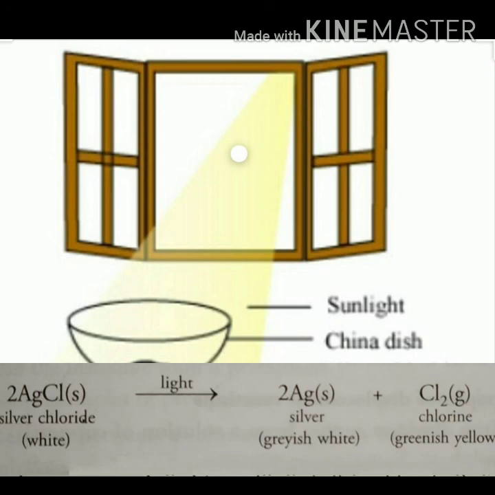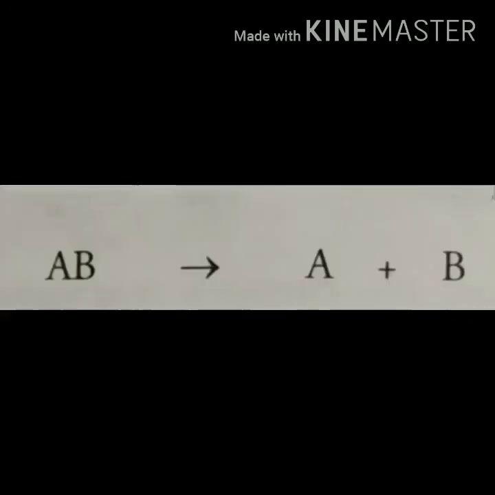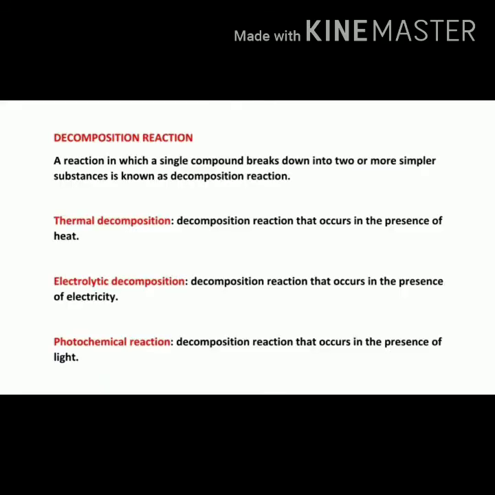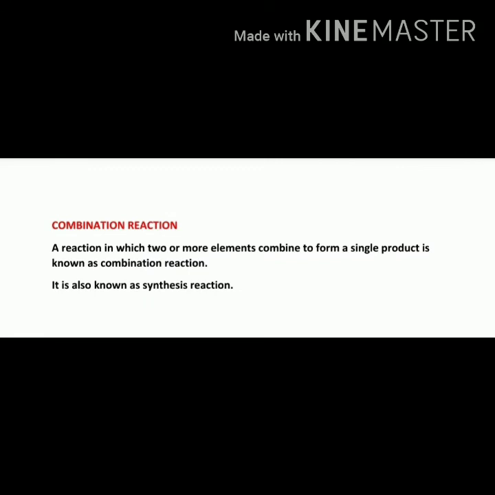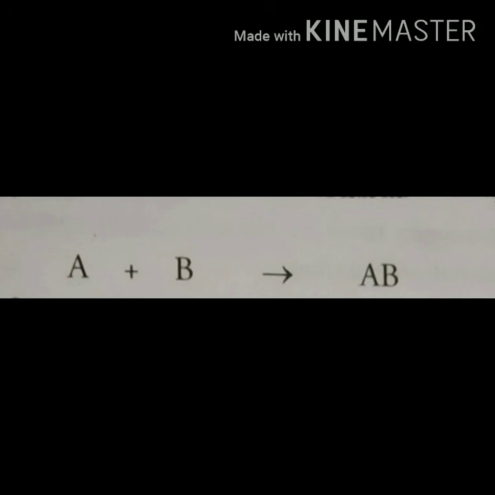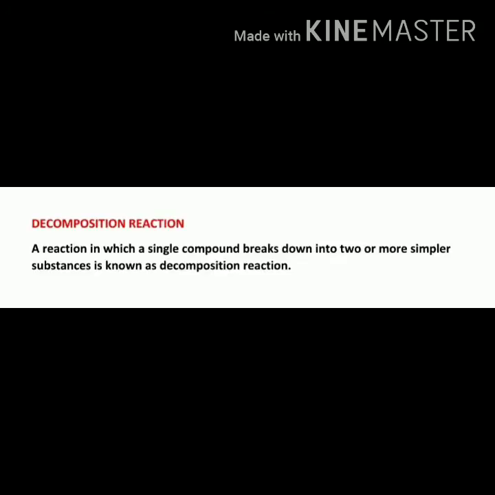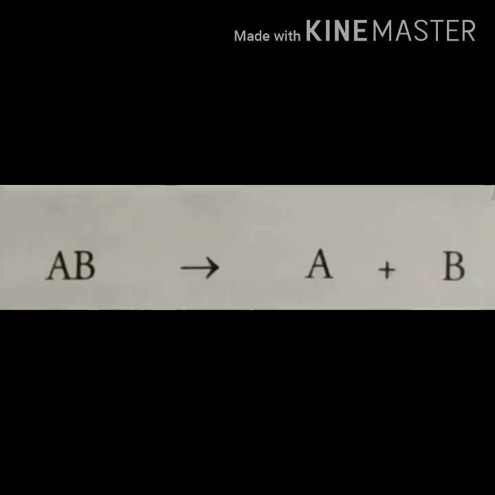So always remember, decomposition reaction, AB will decompose to give A plus B if it occurs in the presence of heat, thermal decomposition; if it occurs in the presence of electricity, electrolytic decomposition or electrolysis; and if it occurs in the presence of light, it is called photochemical reaction. So today we discussed what is a chemical reaction, the two types of chemical reaction, that is combination reaction, A plus B gives out AB, and decomposition reaction where AB decomposes to give A plus B.